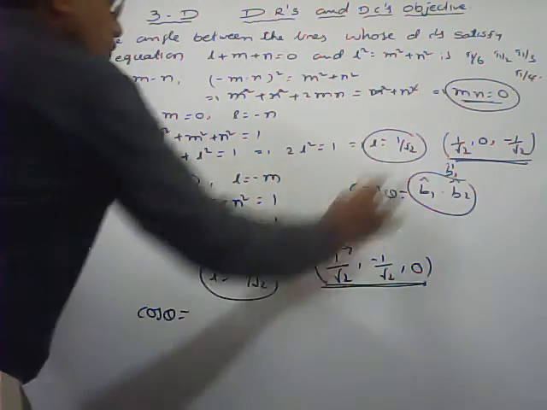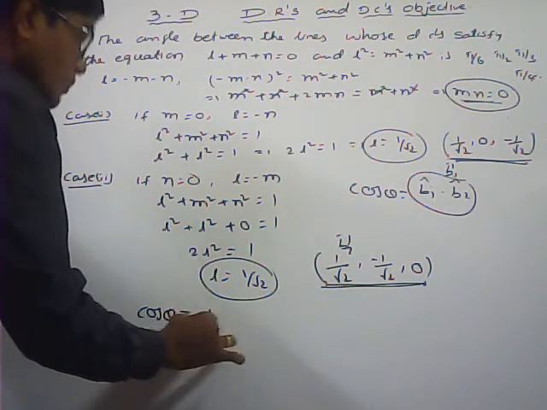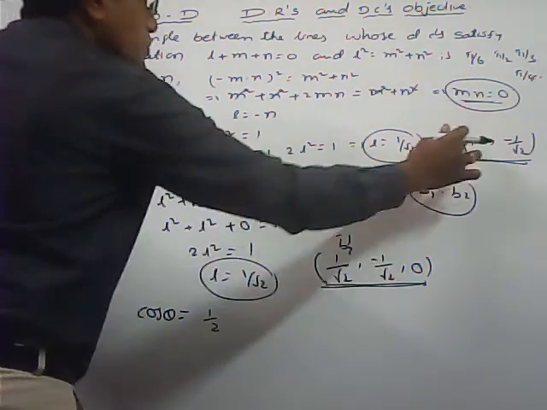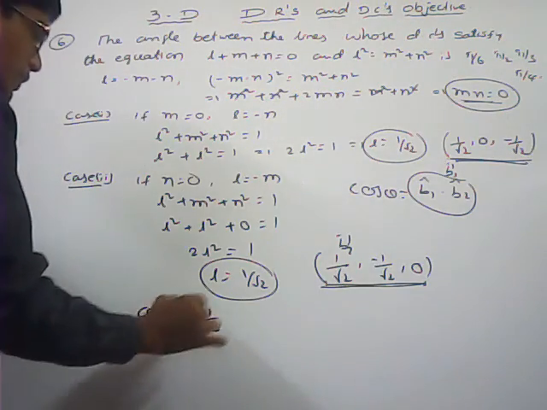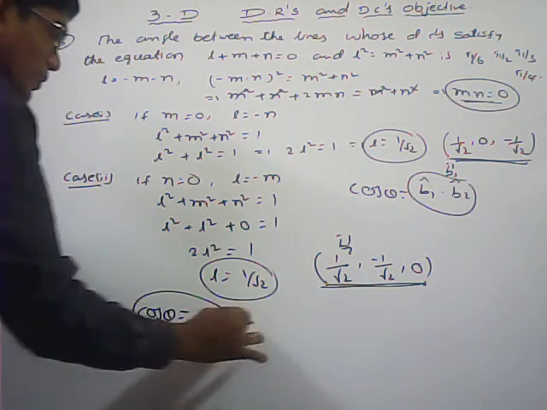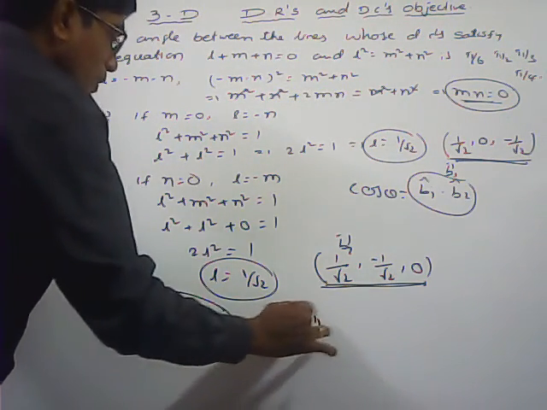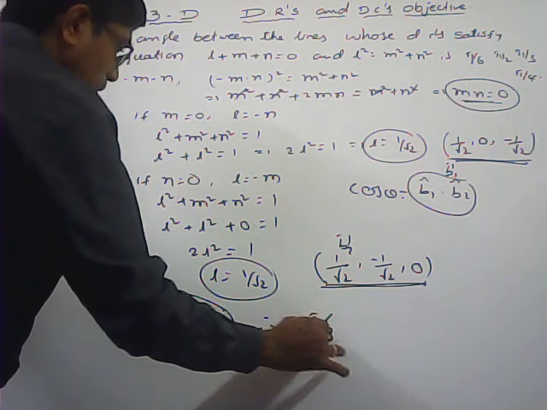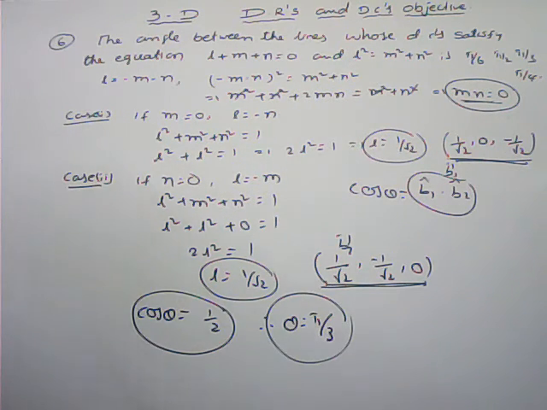So 1 by root 2 into 1 by root 2, that is 1 by 2. This one into 0, that one into 0, total 0. We can get cos theta is equal to 1 by 2. Therefore, theta is equal to pi by 3, 60 degrees.